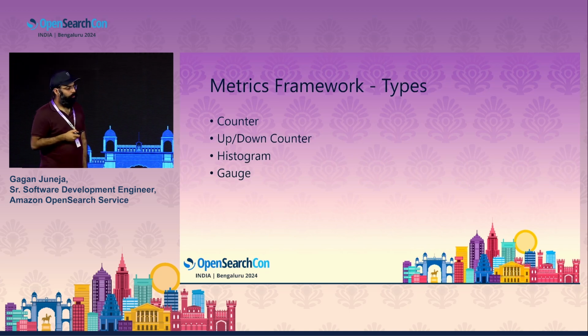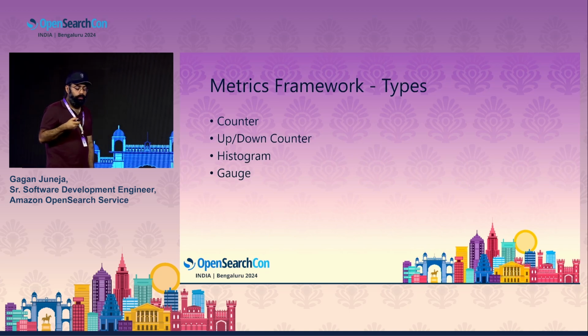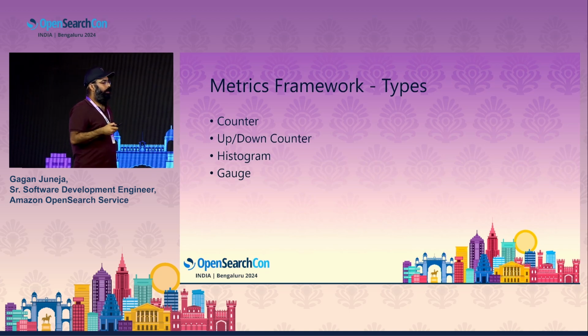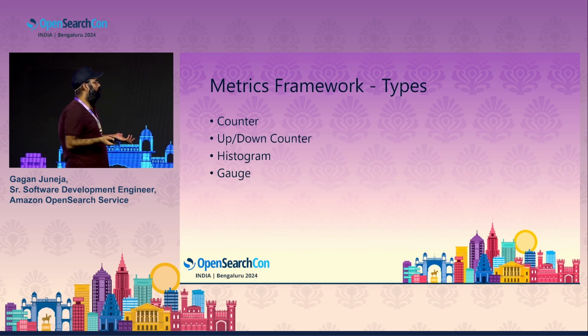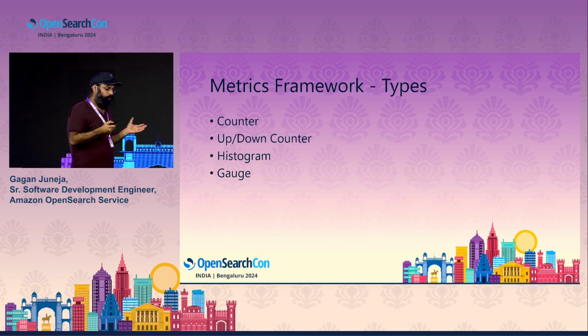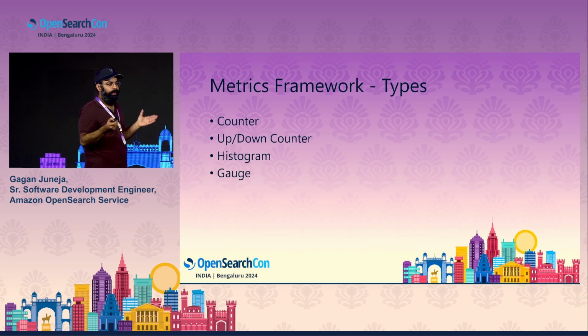There are 4 types of metrics being supported today. The first is the counter, which is a monotonically increasing metric. If you have a metric which needs increment as well as decrement, you can use an up-down counter. Histograms are here, which help us with a more granular view.